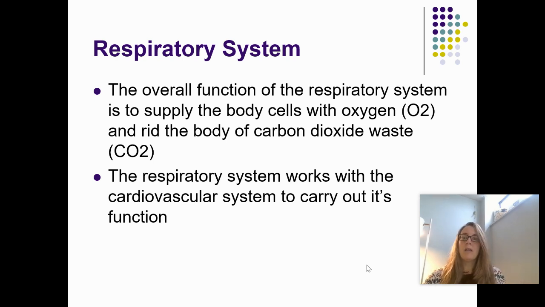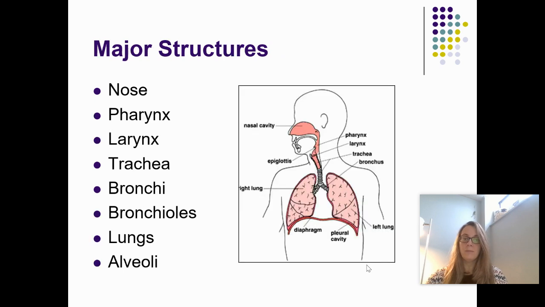So the respiratory system has to work in conjunction with the cardiovascular system to transport those respiratory gases around the body. So the lungs are the exchange point between us and the environment. And by the environment, I mean the atmospheric air. And then the cardiovascular system is responsible for pushing those respiratory gases around the body. And the blood is just the vehicle that's going to be carrying it.